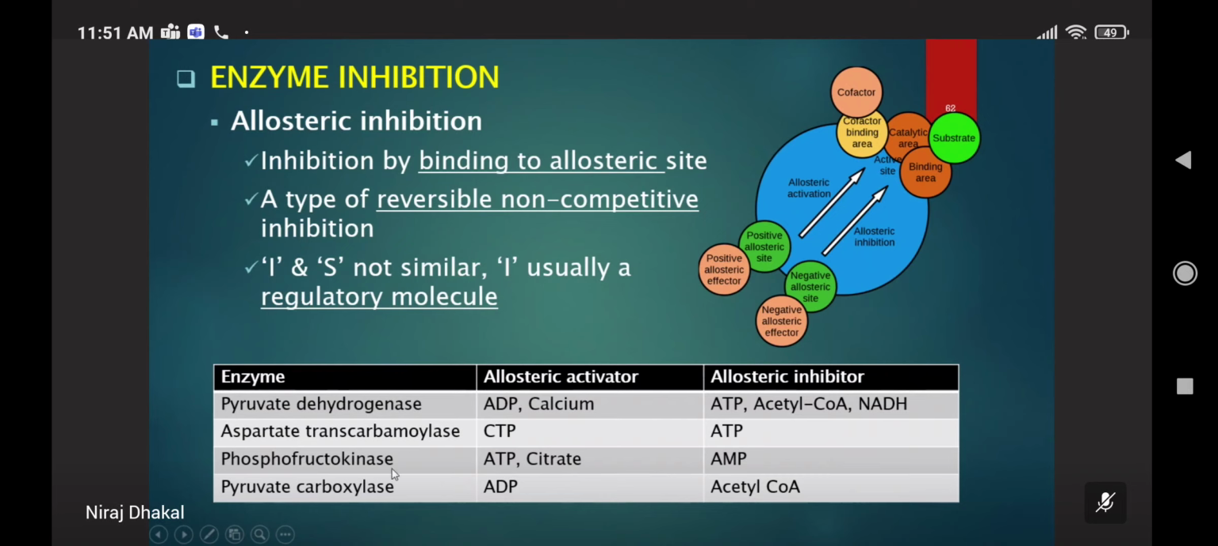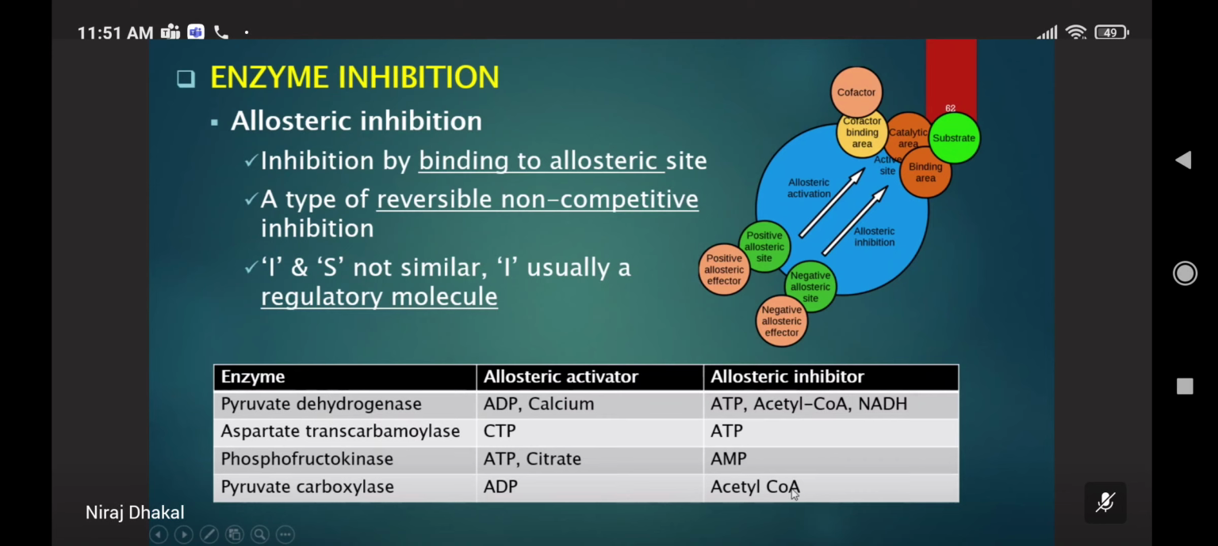Phosphofructokinase, which is an enzyme of glycolysis: the allosteric activator is ATP and citrate, whereas the allosteric inhibitor is AMP. Similarly, pyruvate carboxylase: the allosteric activator is ADP, whereas the allosteric inhibitor is acetyl coenzyme A. So you can see here, allosteric inhibition is a way of regulating enzyme activity.